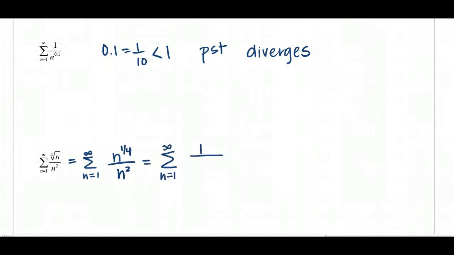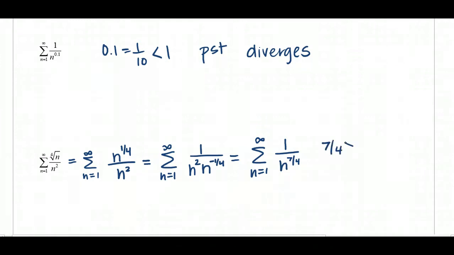So what I'm going to do is bring n to the 1 over 4 to the denominator, which would make the exponent there negative. And then my properties of exponents tell me that I would add these two exponents together. So this would be the sum of n equals 1 to infinity of 1 over n to the 7 over 4. So 2 is 8 over 4, and so 8 over 4 plus negative 1 over 4 is positive 7 over 4. 7 over 4 is greater than 1. So by the p-series test, I know that this series converges.